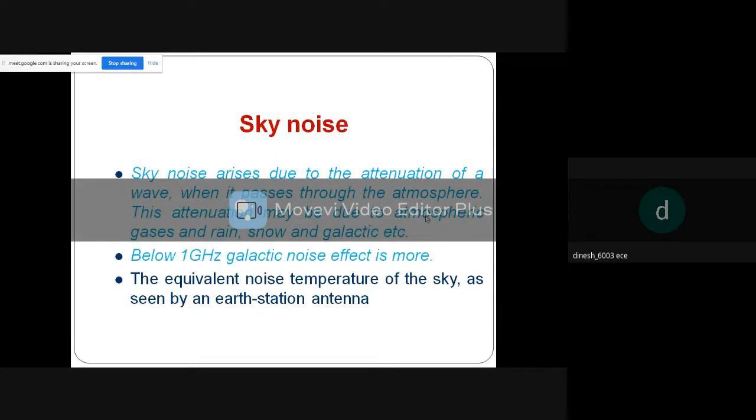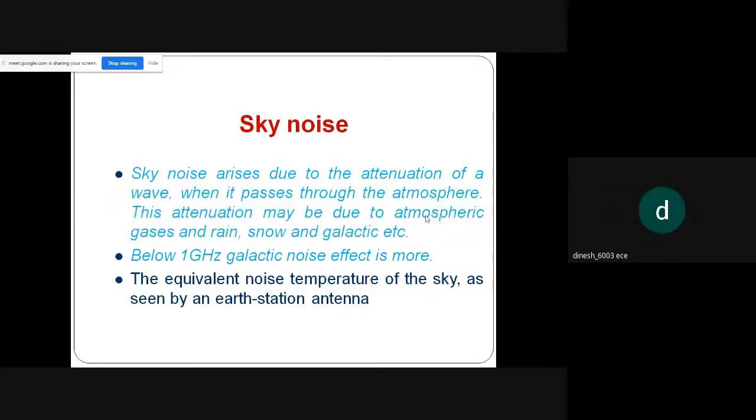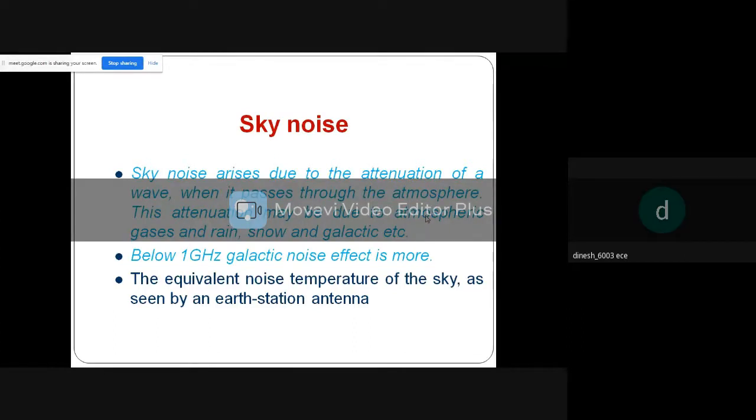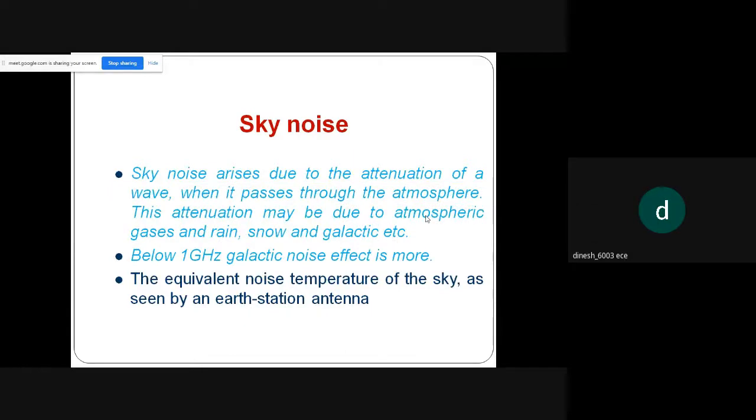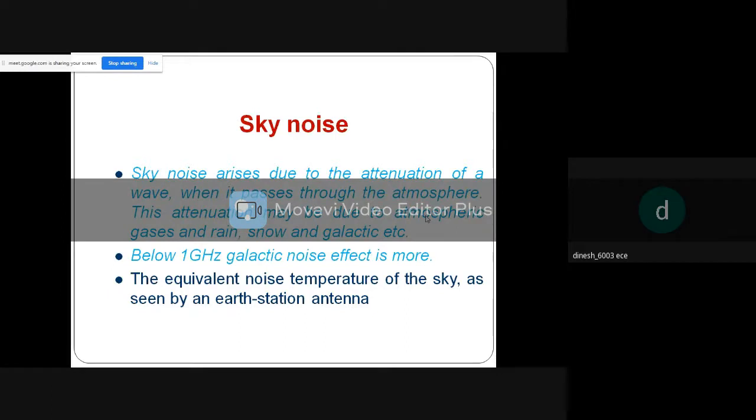So noises are generated by any of these. When an electromagnetic wave passes through some gases, those gases give attenuation. When it passes during the rainy season, it gets attenuated. In snowfalls, it gets attenuated. During galactic or anything. So the attenuation of the electromagnetic wave due to all this is called sky noise. And most probably the galactic noise effect is below 1 gigahertz.